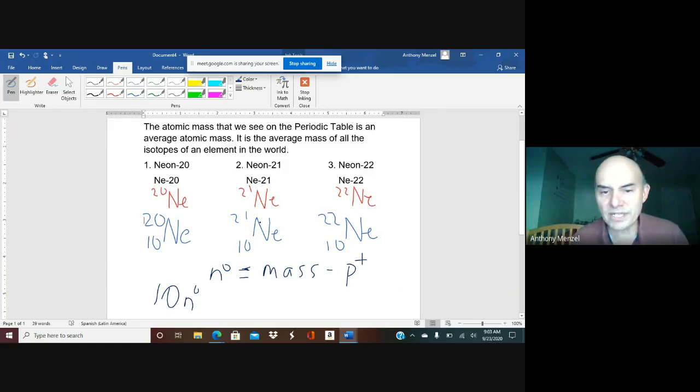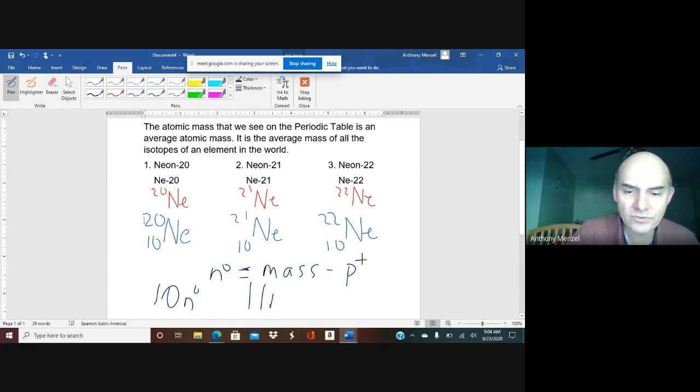So for neon 21, it will be 21 minus 10. The mass of the isotope is 21 minus 10 protons. Atomic number is equal to the number of protons. So I have 11 neutrons. And likewise for neon 22, I have a mass of the isotope of 22 minus 10 protons, giving me 12 neutrons.